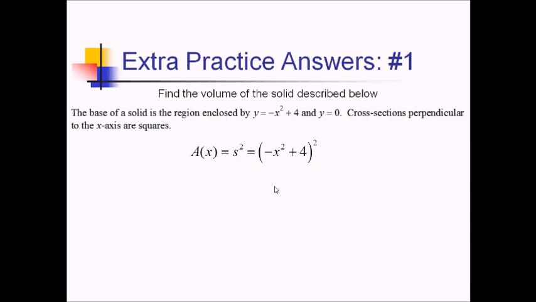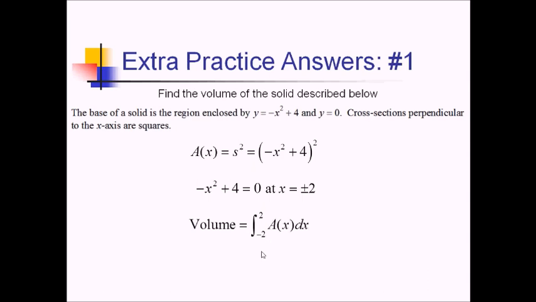We also need to find the limits of integration. That's going to be where these two things equal each other. So I'll say negative x squared plus 4 equals 0. Well, if we add x squared to the other side and square root, we've got plus or minus 2 for those. So our volume then is going to be the integral from negative 2 to positive 2 of this A of x function that we just wrote.